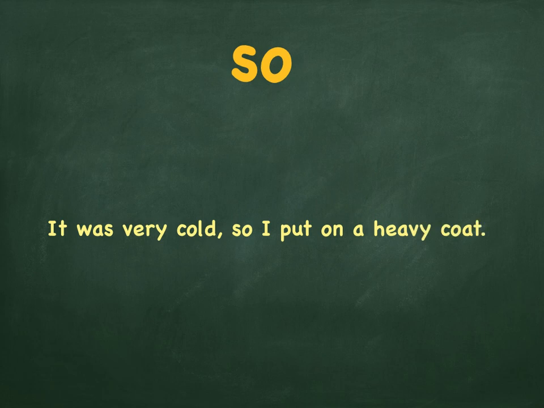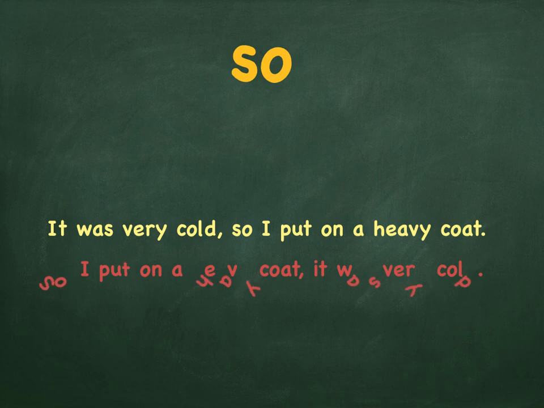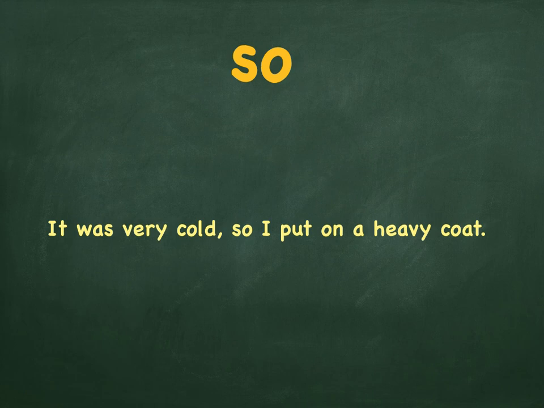Here's the next topic. Our first focus is on so, and take a look at this. You may have noticed that so is actually a type 1 conjunction. There are two equal clauses. It was very cold. I put on a heavy coat. You can't reverse the clauses. So I put on a heavy coat. It was very cold. Makes no sense. This is a type 1 sentence.